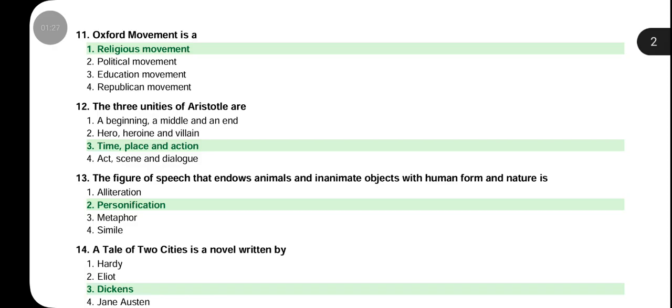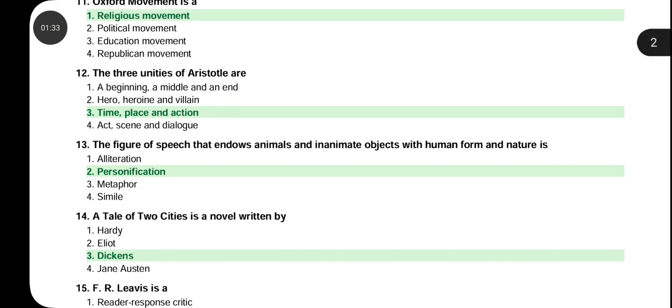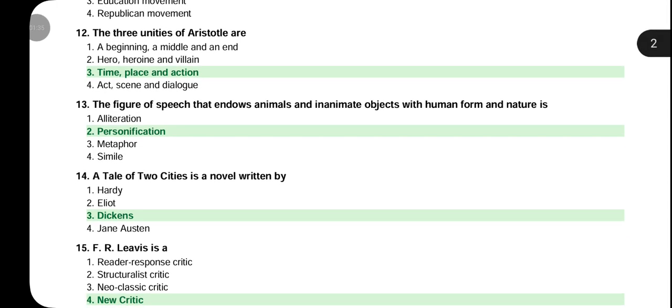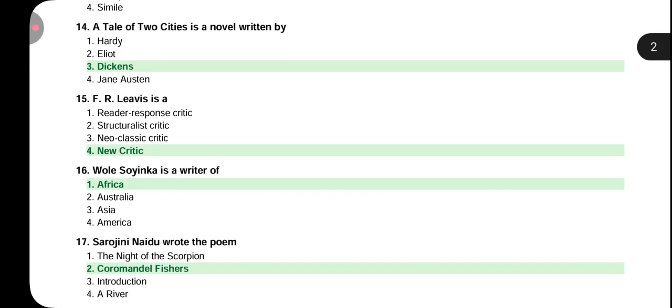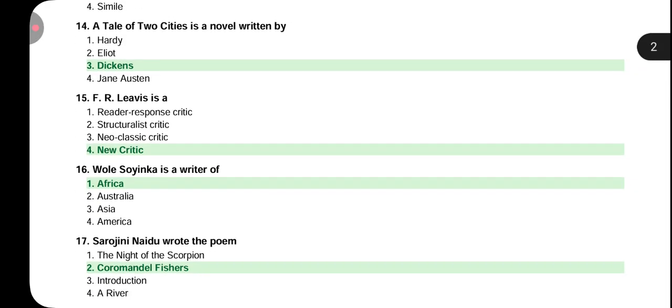11th question, Oxford movement is a religious movement. 12th question, the three unities of Aristotle are time, place and action. 13th question, the figure of speech that endows animals and inanimate objects with human form and nature is personification. 14th question, A Tale of Two Cities is a novel written by Charles Dickens.